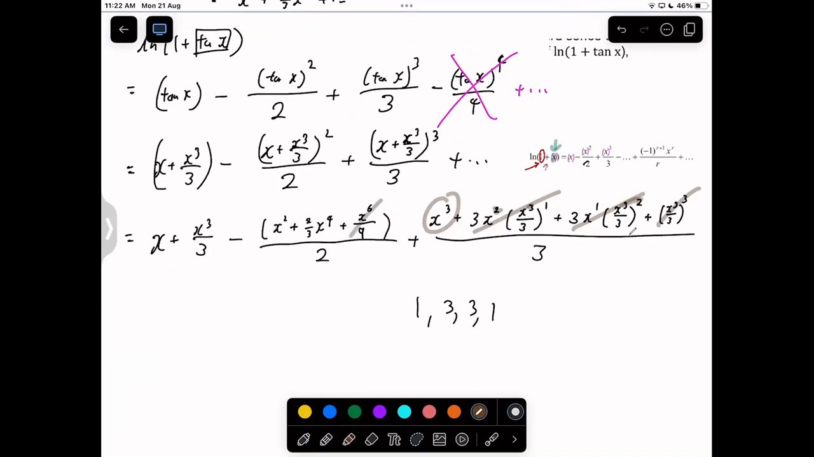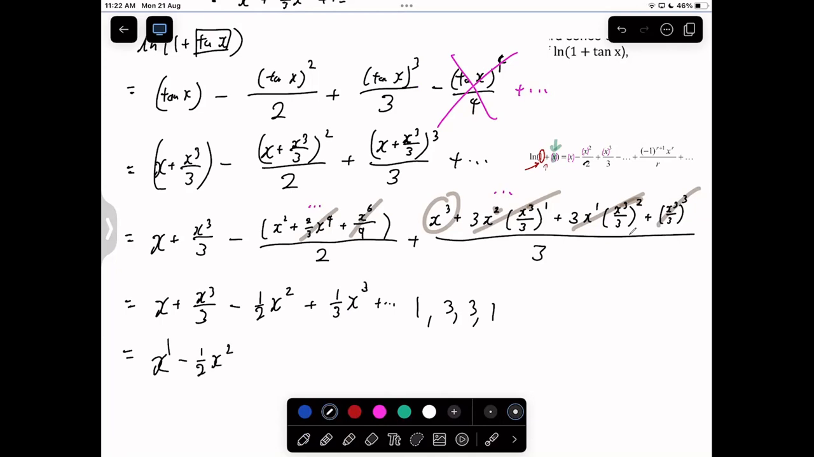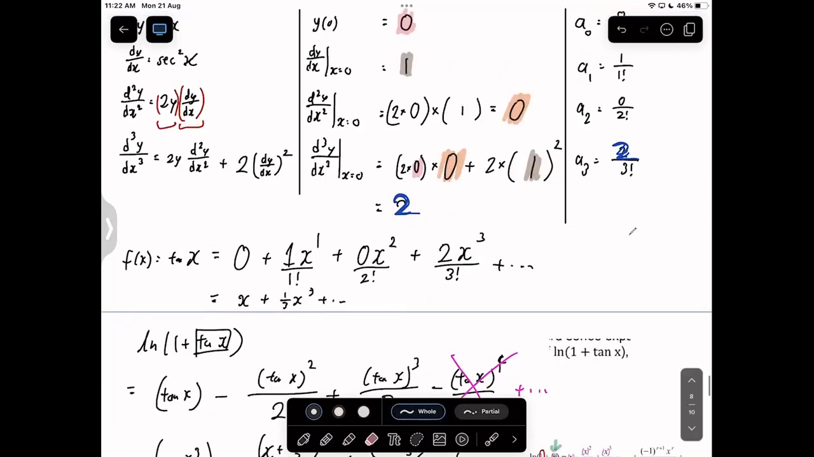Same thing over here. You've got x power 6, also skip. x power 4, also skip. You don't need to write them down. Just put a plus ... to remind yourself that you skipped some of the terms. Can you please put a ... when you do your homework. Then simplify a bit more. x plus x cubed over 3, minus 1/2 x squared, and then plus 1/3 x cubed, and then plus ... Very good. Then you just combine. I like to write it in increasing order of the powers: x power 1, x power 2, then 1/3 x cubed plus 1/3 x cubed, that's 2/3 x power 3. Okay? And yeah, good. That's it for this.